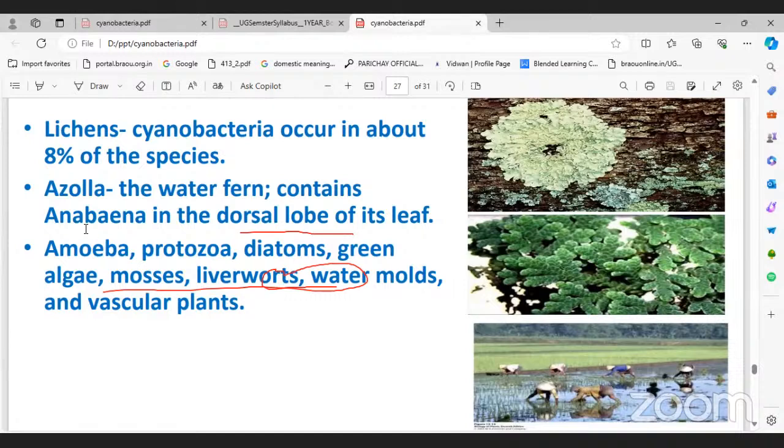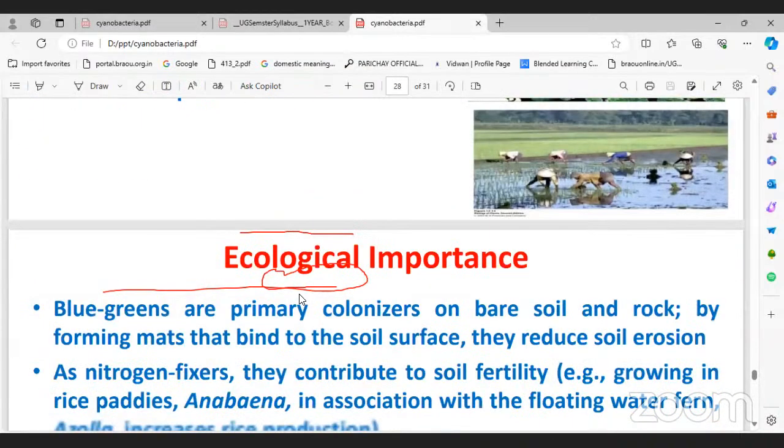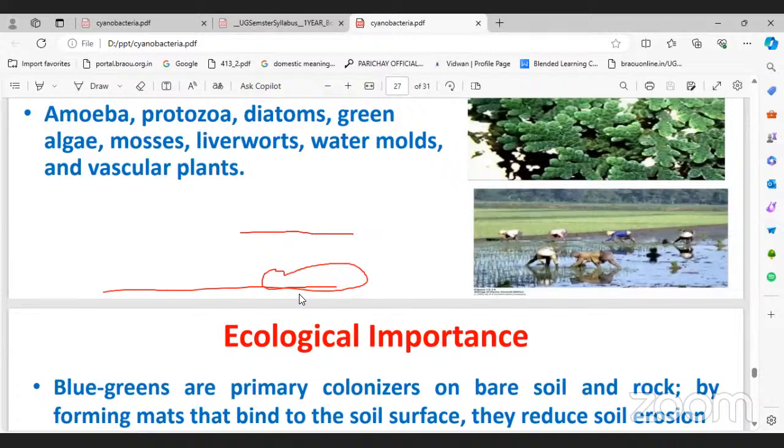And Azolla, the water fern, also shows symbiosis with Anabaena. And liverworts, a bryophyte, also show symbiosis with the Cyanophyceae members. And coralloid roots are actually found in gymnosperms; symbiotic nature is exhibited in the form of coralloid roots.